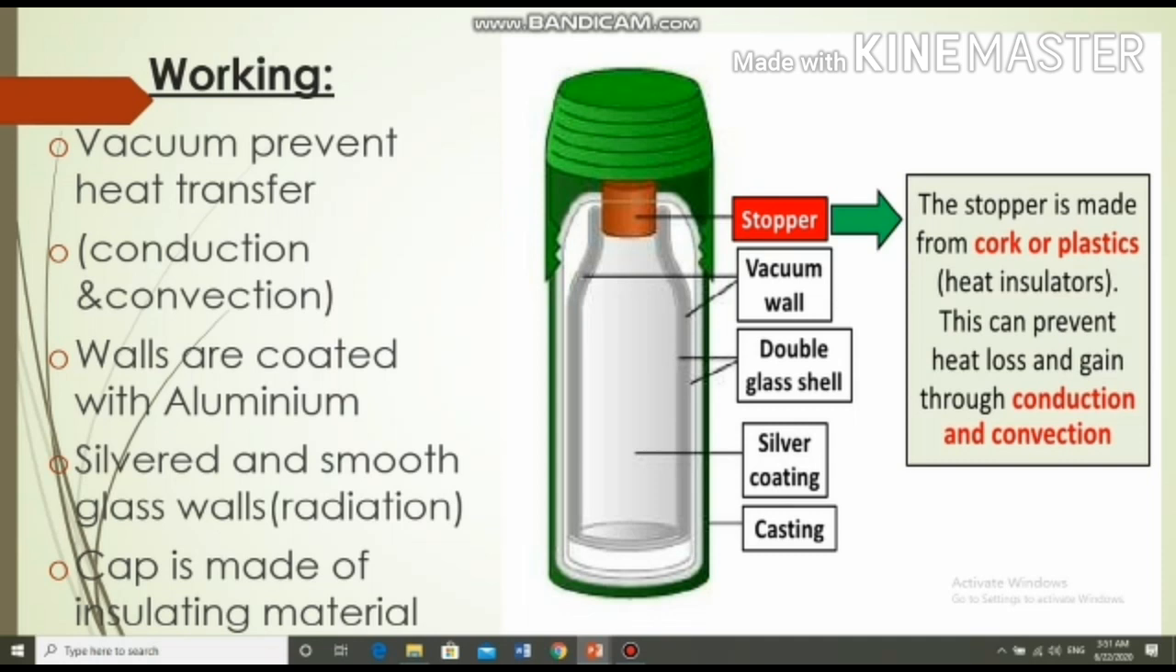So from this structure you can easily observe that there are two basic things which help to reduce the transfer of heat energy: the presence of vacuum between the double walls and the silver coating on the inner glass bottle. Both of these help reduce the transfer of heat. Therefore the material inside the glass bottle remains hot for a long time or cold for many hours. Now you will understand how the vacuum flask works to reduce the transfer of heat energy. Thank you.